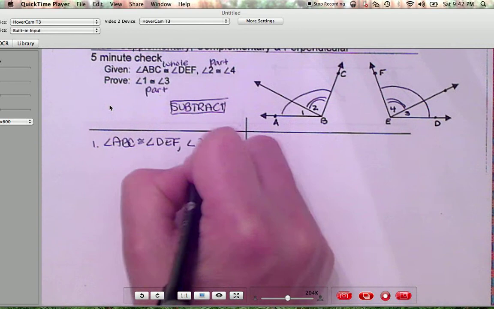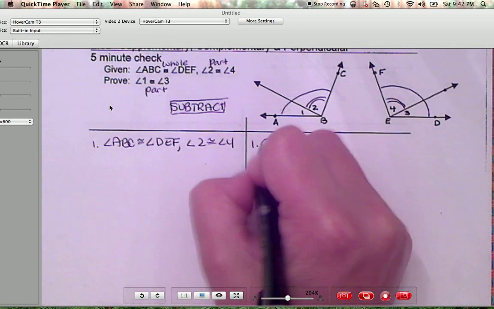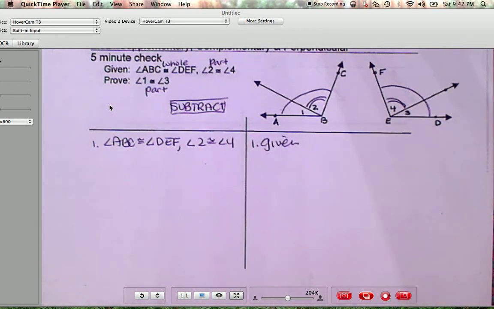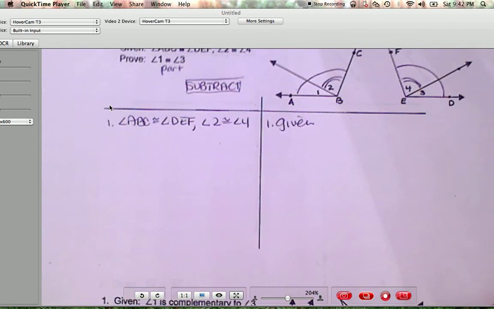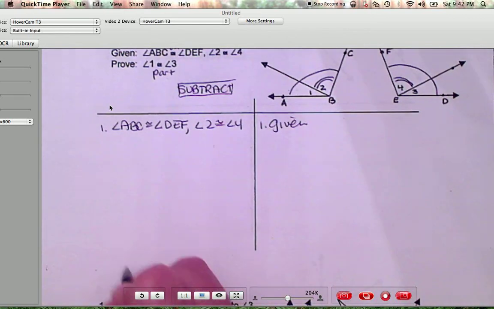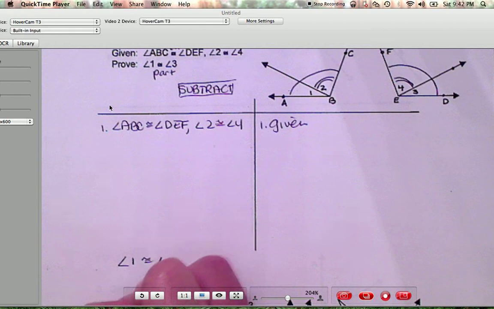Okay? So we put in our given angle ABC is congruent to angle DEF. Angle 2 is congruent to angle 4. That's our given. And we can go ahead and put the proof in at the end as well. We're getting good at that, so we'll put that down here. Angle 1 is congruent to angle 3.